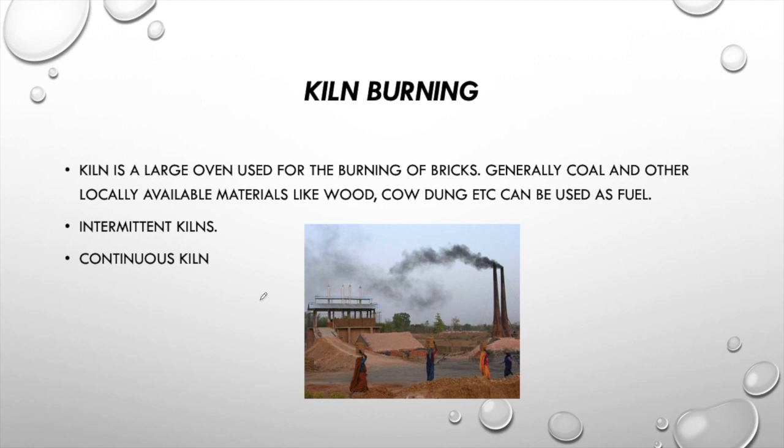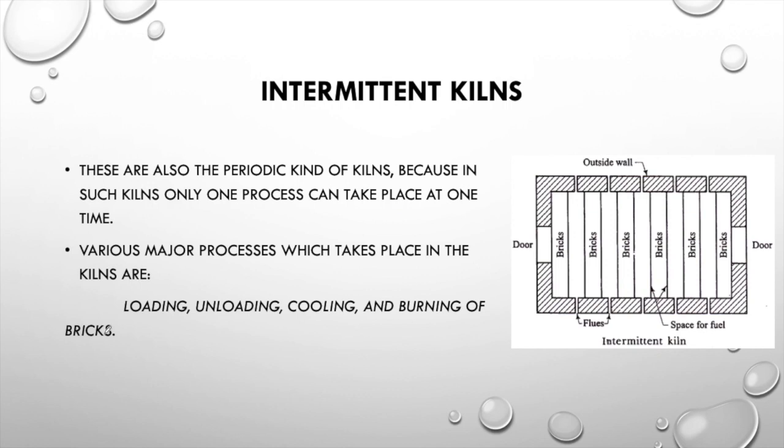Now in kiln burning or at the bhatta, you can see the kiln is a large oven used for the burning of the bricks. Generally, coal and other locally available material like wood, cow dung, etc. can be used as fuel for the kiln. The kilns are of two types, either intermittent or continuous. In the intermittent kiln, the operations are loading, unloading, cooling, and burning of the bricks.